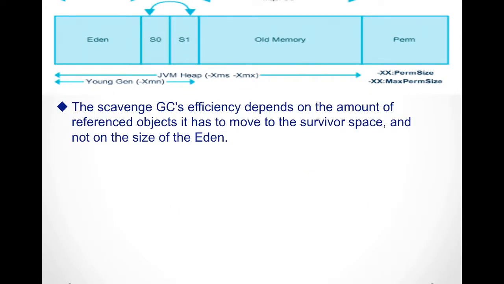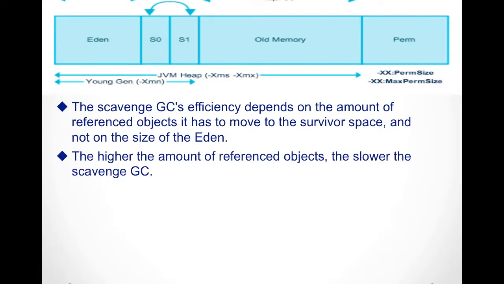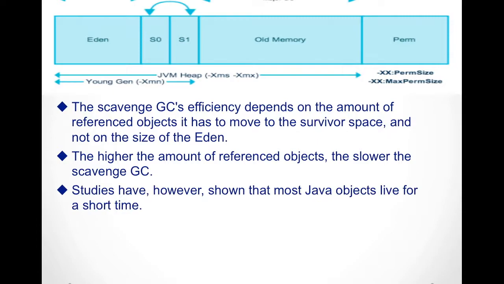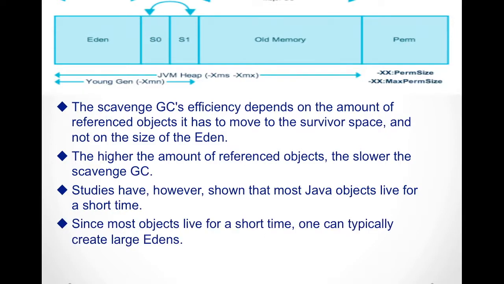Now we also need to understand that the scavenge GC's efficiency depends on the amount of referenced objects it has to move to the survivor space, and not on the size of the heap. The higher the amount of referenced objects, the slower the scavenge GC. Studies have, however, shown that most Java objects live for a short time. Since most objects live for a short time, one can typically create large young generations.